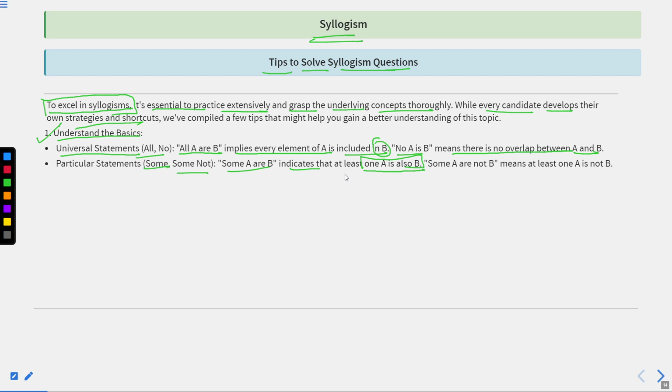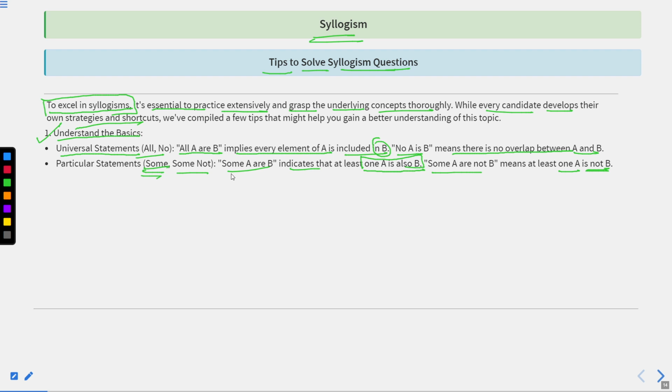Very important point. Even if 1% of A is B, if it has been mentioned as some A are B, it means that 1% of A can be B, 20% of A can be B, 30% of A can be B, even 99.99% of A can be B, but it will not be 100% of A. Then it will be converted to all A are B. So if there is even 1% of A which are not B, then it will be converted into a particular statement where the word some will be utilized. And if some A are not B, it means at least one A is not B.